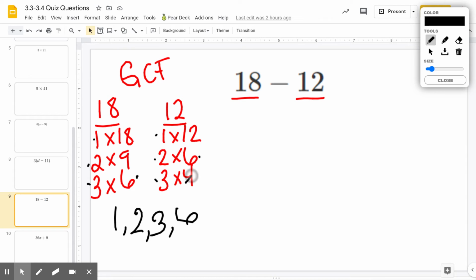And that's it. There's no 4 in this group. There's no 9 in that group. There's no 18 and there's no 12. So our options are 1, 2, 3, and 6. And our biggest one is 6.